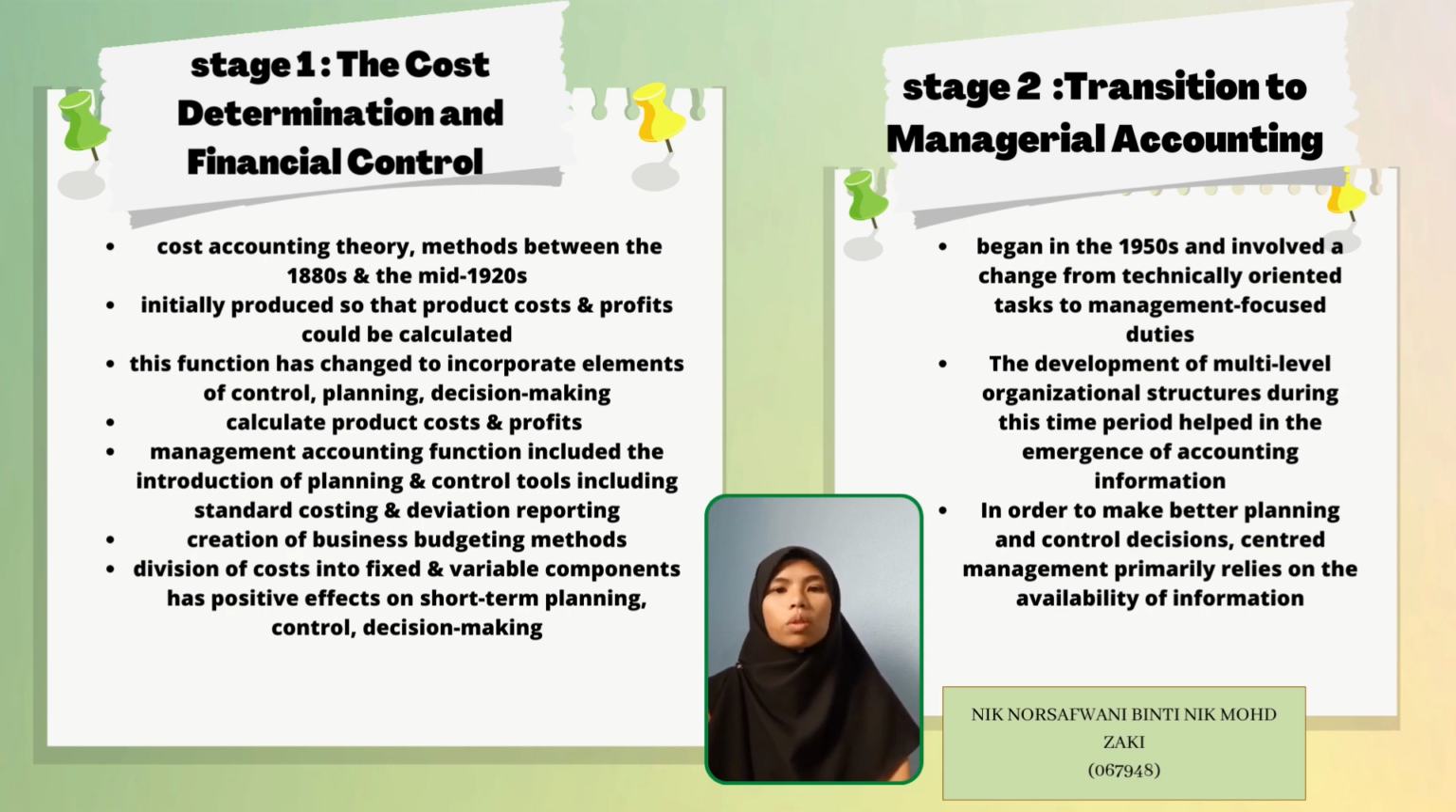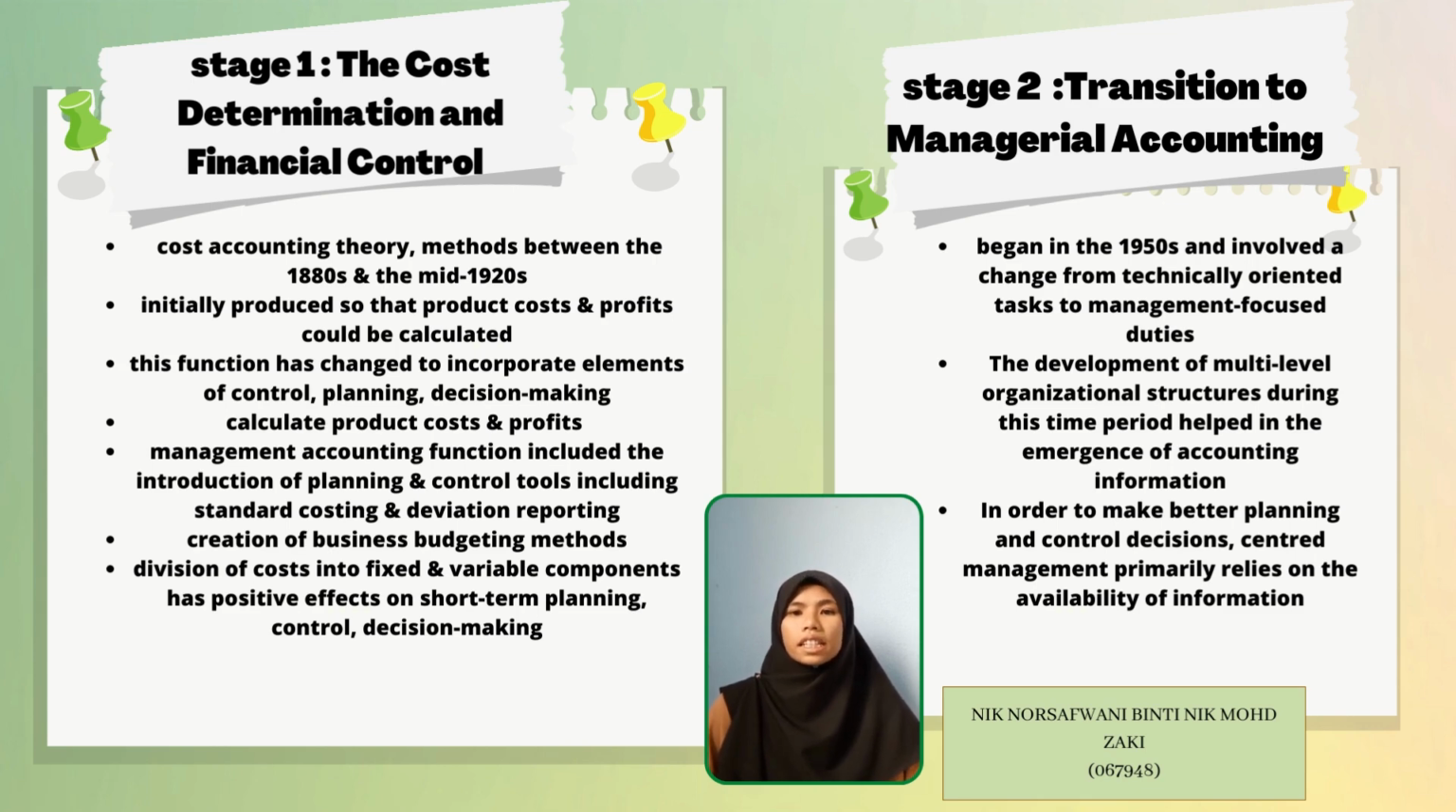The management accounting function included the introduction of planning and control tools, including standard costing and deviation reporting. While variance analysis is utilized for cost control, standard costing plays a significant role in production planning. The fundamentals of US and English government budgeting processes serve as the foundation for business budgeting.